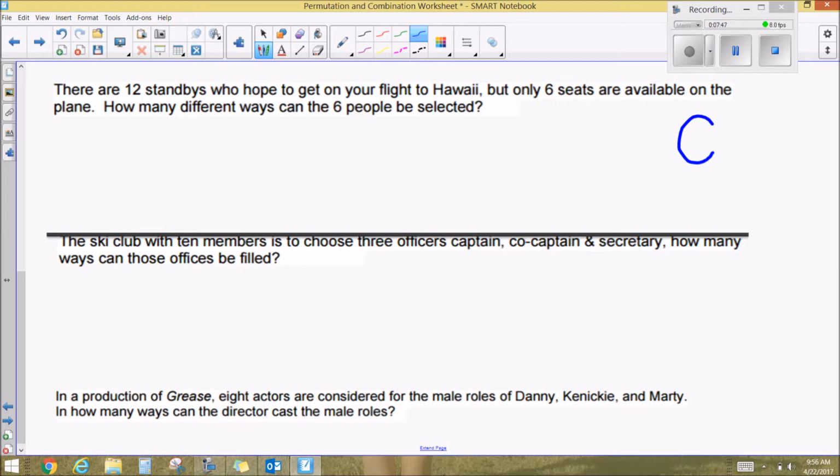Ski club with 10 members is making 3 officers. We need a captain, we need a co-captain, and we need a secretary. When we're designating roles for these 3 students in our club, then this one would be a permutation. And the bottom one is the same way. We're choosing 4 actors, but specifically we are going to assign those actors into roles. I guess 3 actors are being considered for those roles. And so this one would also be a permutation.